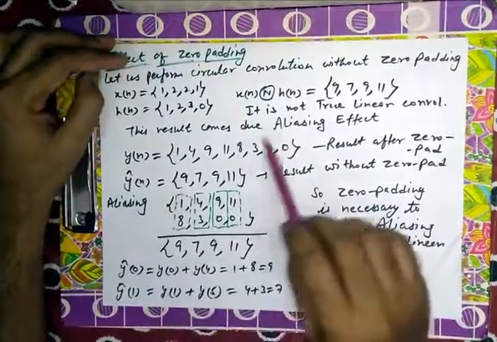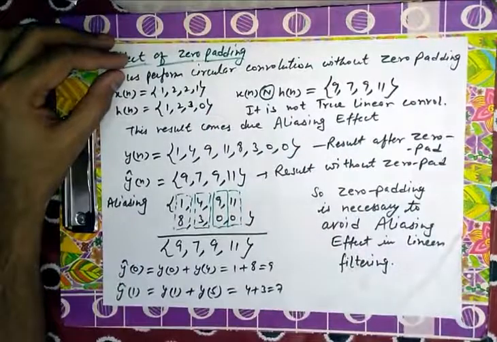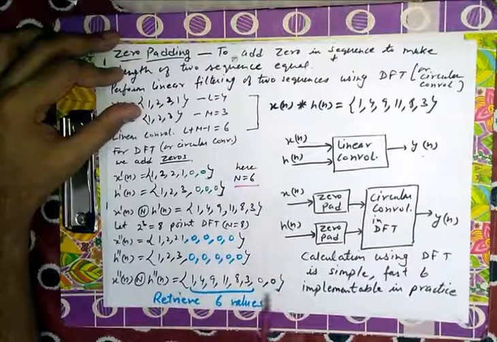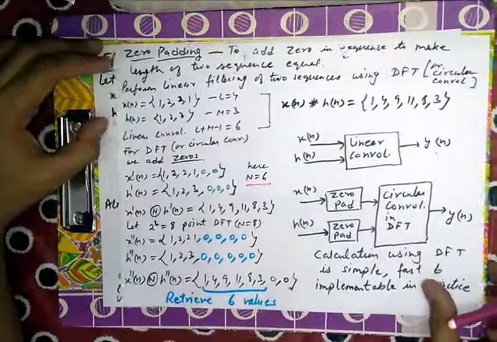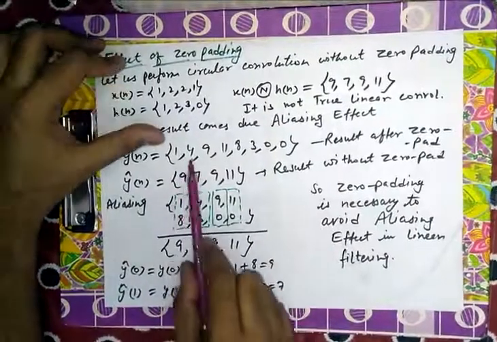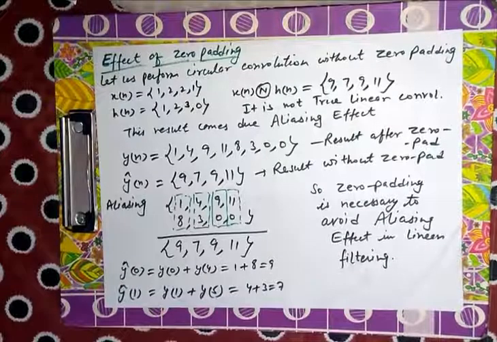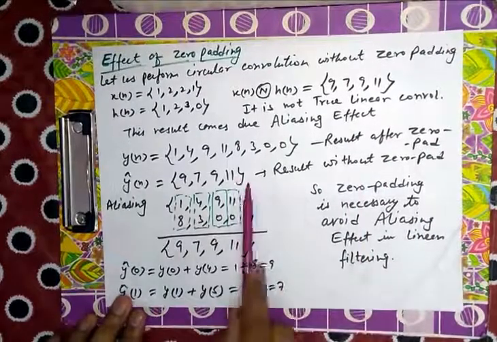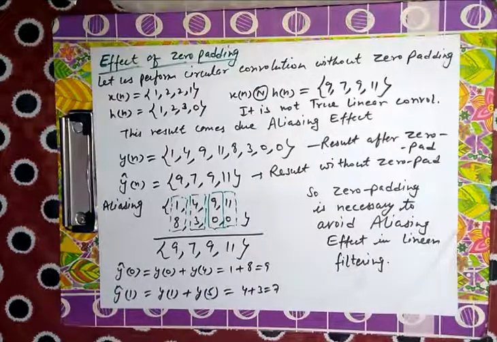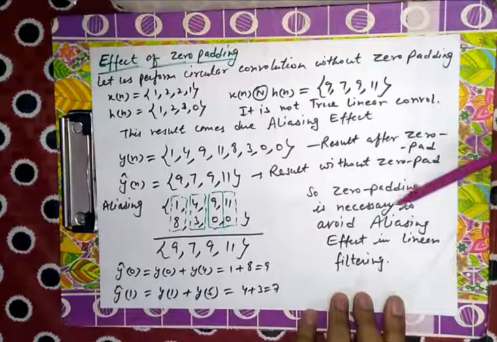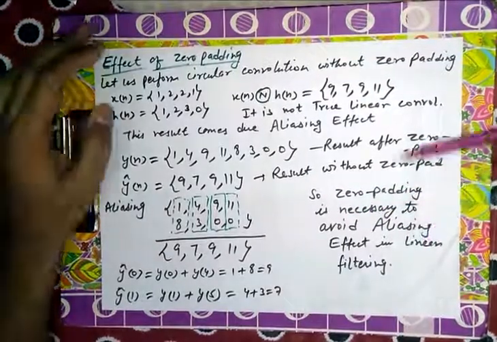And if we zero pad the sequence, as in the last example, then we have the result 1 4 9 11 8 3 0 0. That is 8 points. So there are two results, after zero padding and without zero padding. Now what is the conclusion of this? Why does the sequence become different without zero padding? Because if we do not do zero padding, it will lead to aliasing. So zero padding is necessary to avoid the aliasing effect in linear filtering. What is aliasing? Aliasing means overlapping.